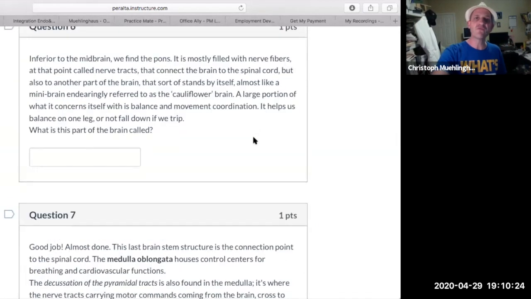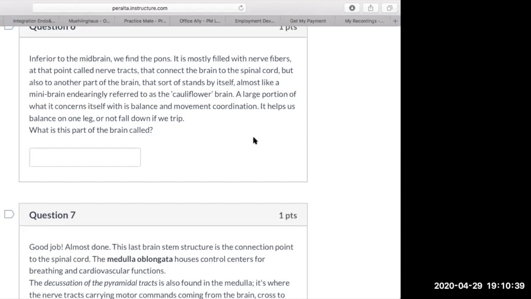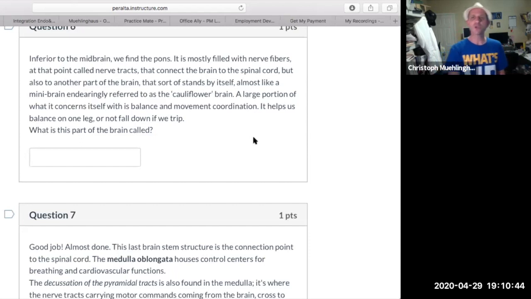Number 6, inferior to the midbrain, we find the pons. It is mostly filled with nerve fibers at that point called nerve tracts that connect the brain with the spinal cord, but also to another part of the brain that sort of stands by itself, almost like a mini brain, endearingly referred to as the cauliflower brain. A large portion of it concerns itself with balancing movement and movement coordination. It also helps us balance on one leg so we don't fall over. What is that part of the brain called? Either Jennifer, Nate, or Obi?